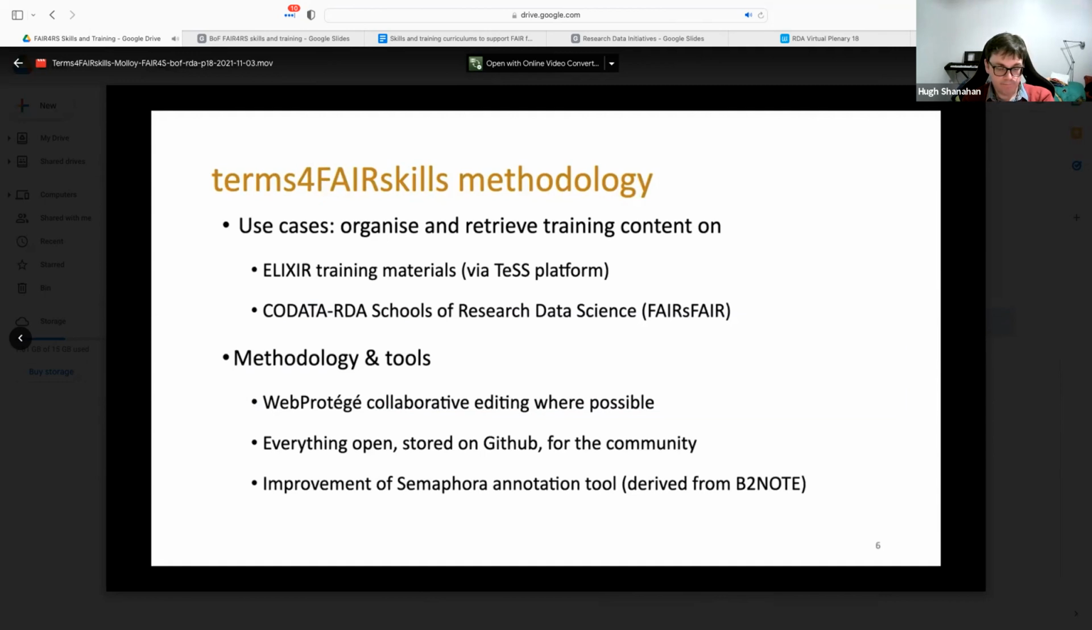The 2 main use cases we worked on are on the slide, namely the Elixir training materials, which are delivered via the TeSS platform, and also the CODATA RDA Schools of Research Data Science, and specifically those materials from there that have been created during the life of the EU FAIRsFAIR project.